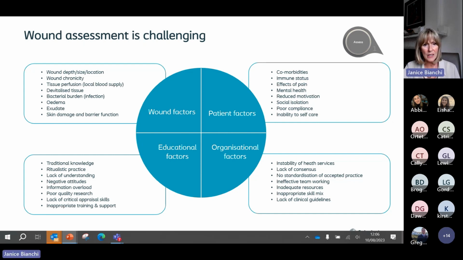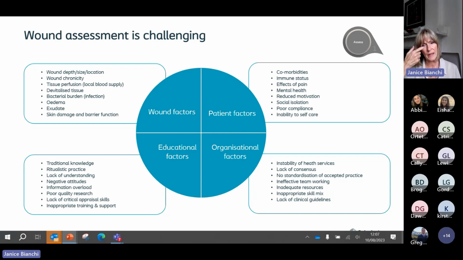Bacterial burden, oedema, exudate, etc. So all these wound factors make assessment challenging. And then educational factors. There is ritualistic practice and traditional practice. What we learned sometimes many, many years ago, if we haven't updated our practice, that's what we'll follow. And that can be for a number of reasons: there hasn't been training available, or there's not enough research in the area that we're looking at. So lots of reasons why educational factors will come into assessing wounds and making it challenging.